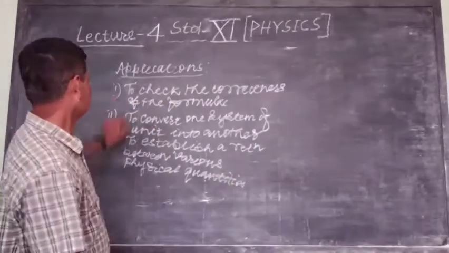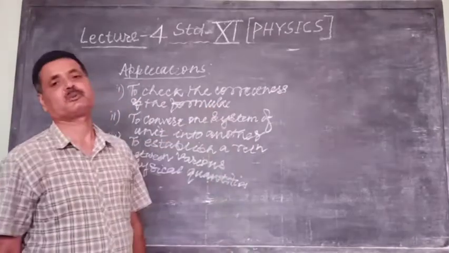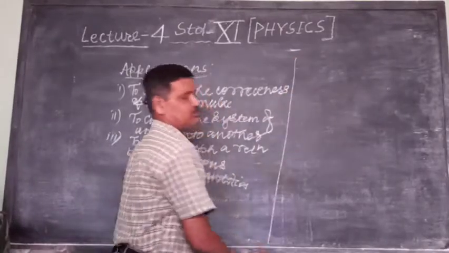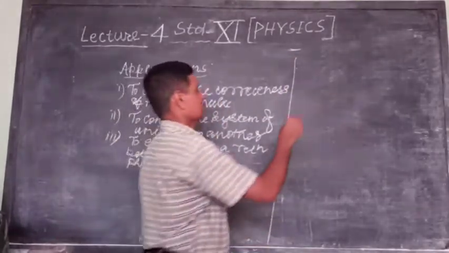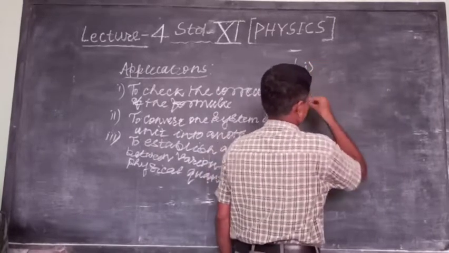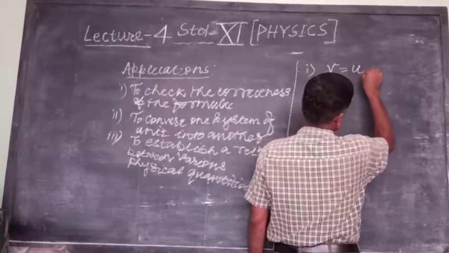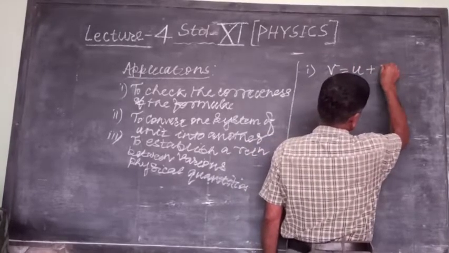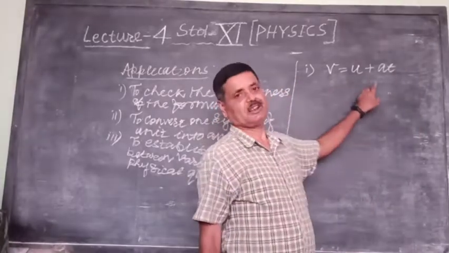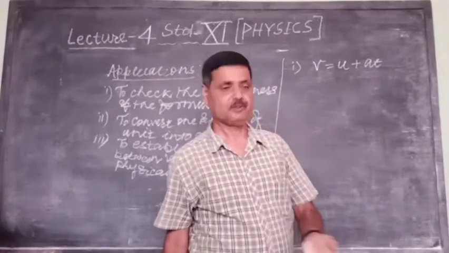Now I am dealing with your very first, to check the correctness of the formula. So many examples I am putting before you. Number 1, you have to check. This is the basic formula of equation of motion, V is equal to U plus AT. Dimensionally, you have to check whether this formula is correct or not.